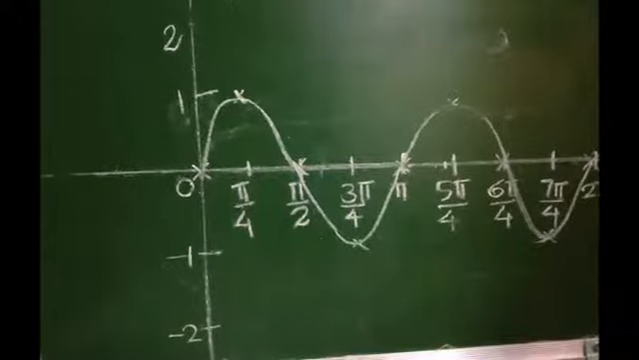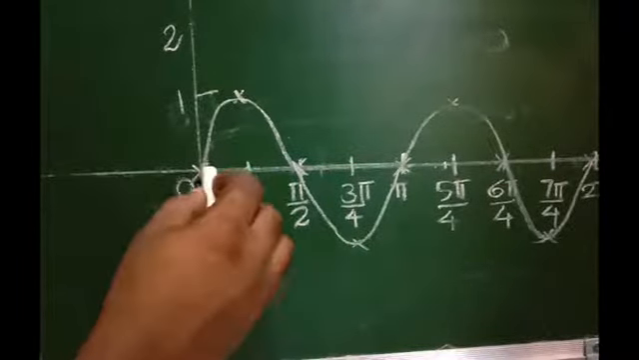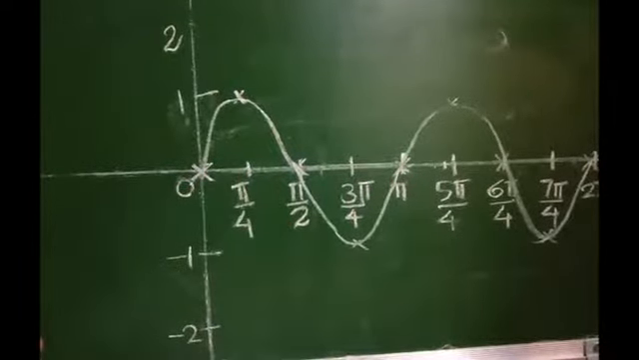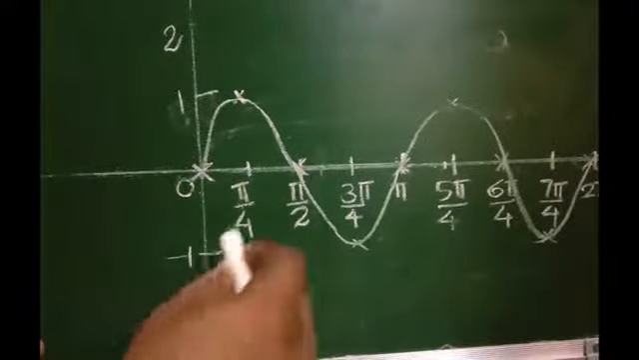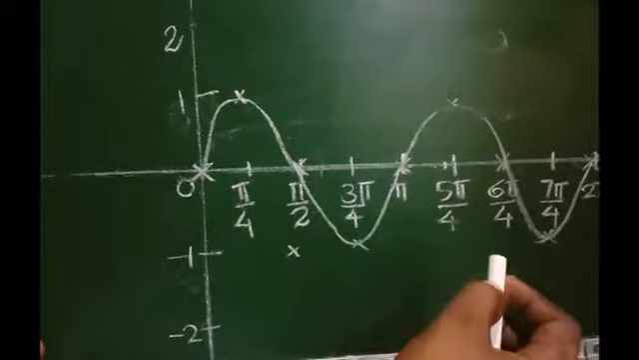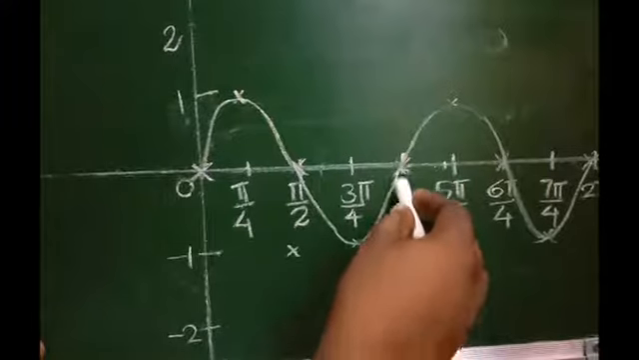So the first point, 0, gives us 0. There is no change in that. Second one is pi by 2 gives minus 1. Pi by 2, minus 1. Pi was minus 2.